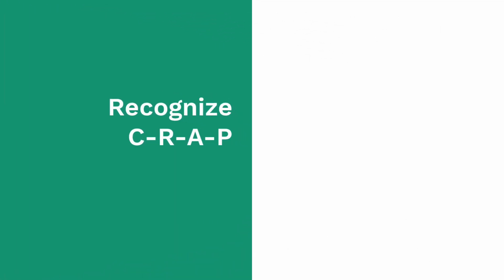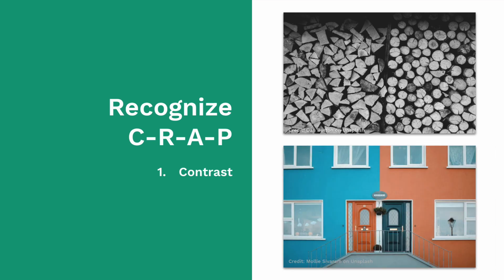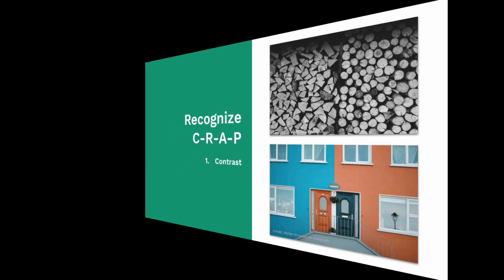The Non-Designer's Design Book uses the acronym CRAP to make the most important principles easier to remember. The C stands for contrast. You can contrast shape, color, or size of visual elements. This photo of logs contrasts shape. The photo of townhouses contrasts color to show that there are two.